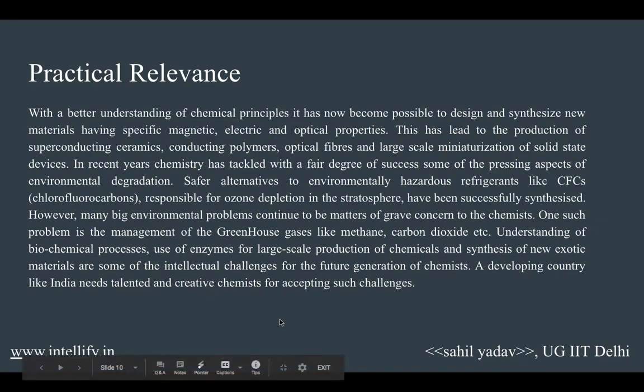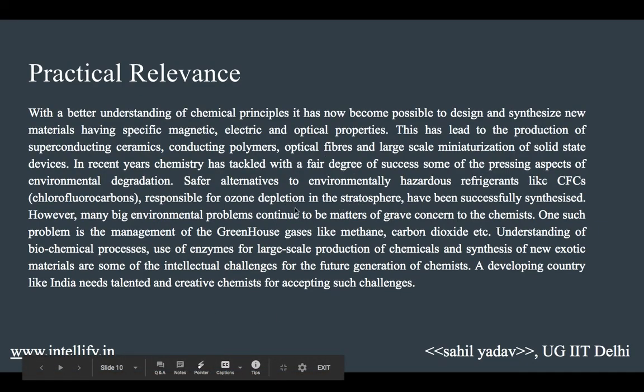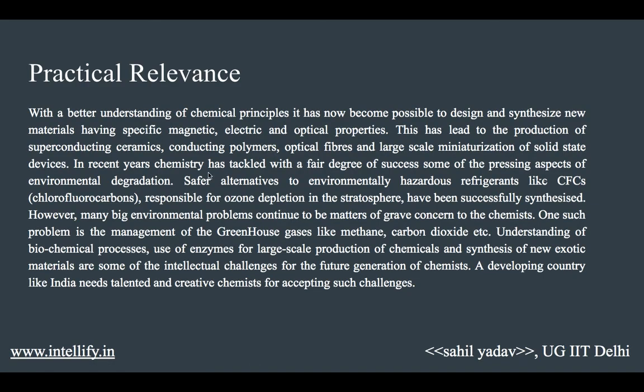These are the practical relevance. You have to study this on your own. I'll be providing you with the slides in a link, so you can study the practical relevance.